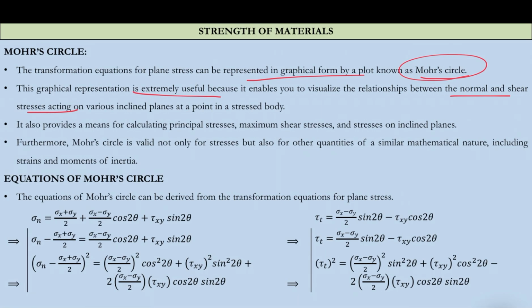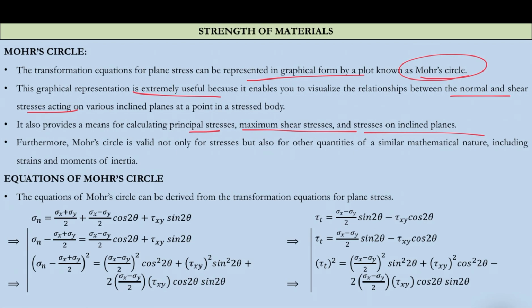For any plane, you just check the corresponding value of theta, and you will get the state of stress on that particular plane. It also provides a means for calculating principal stresses, maximum shear stress, and stresses on an inclined plane. With the help of a single circle, you will be able to calculate all the parameters. Within one circle you will see all the parameters: the principal stresses, the stresses on various planes, the maximum shear stress, or any general normal and shear stress on any given plane.